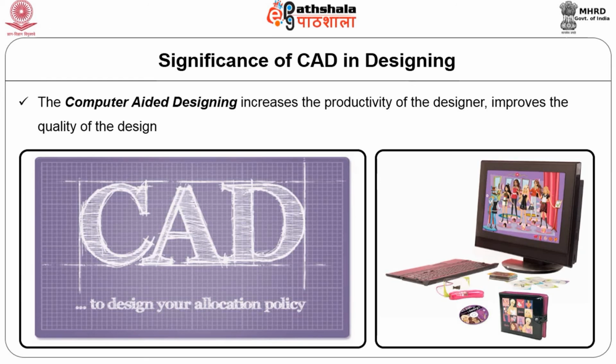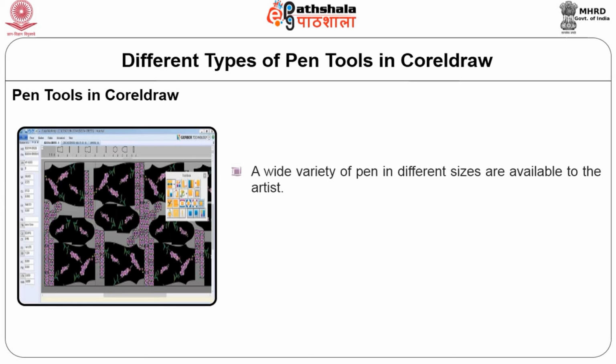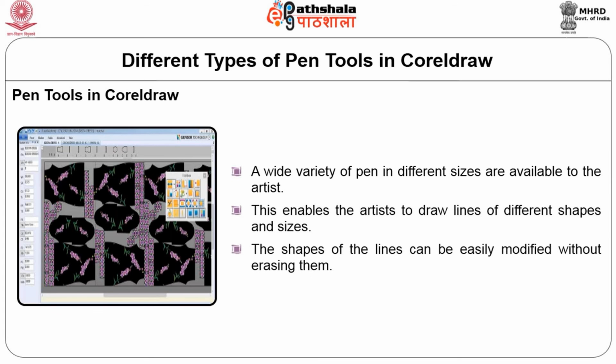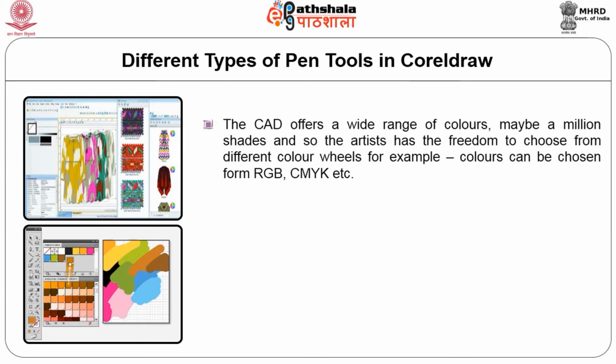Designing of garments using CAD also has a lot of advantages. In CAD, we have a wide variety of pens available to the artist in different sizes and shapes. This enables the artist to draw lines in different shapes and sizes. The shapes of the lines can be easily modified without erasing them. The CAD also offers a wide range of colors, maybe a million shades. The artists also have the freedom to choose from color wheels like RGB and CMYK.